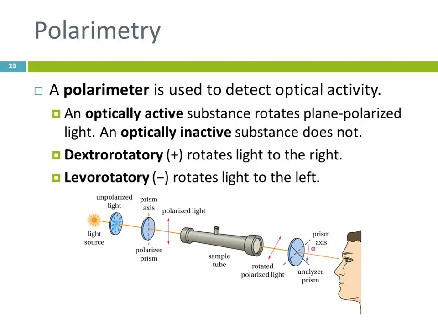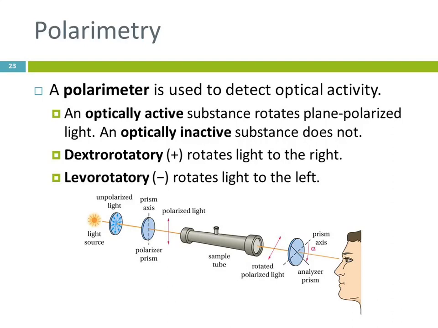So in the polarimeter, we're going to put a substance in here. Table sugar is optically active, and so you could put a sample into this tube, and it will rotate the light. We say that's an optically active substance. Because of the chirality of the molecule, it will twist the light a little bit.